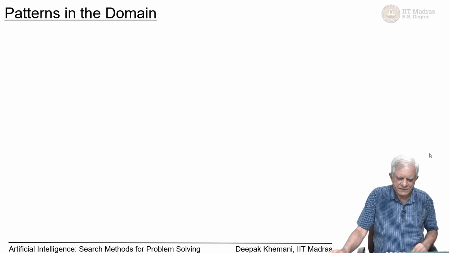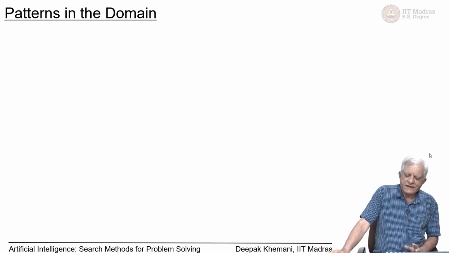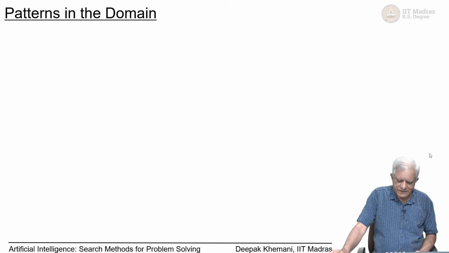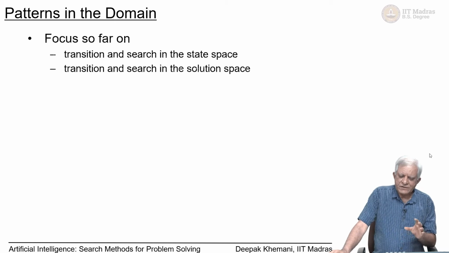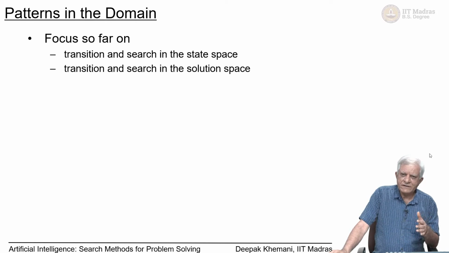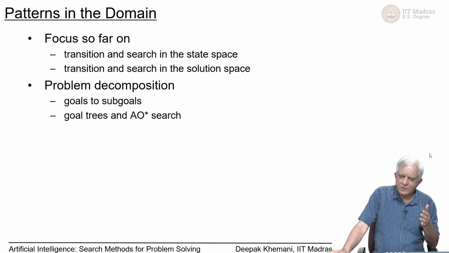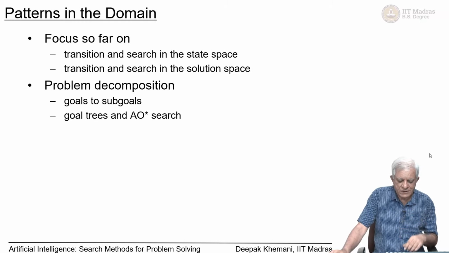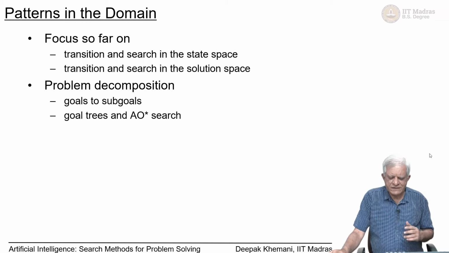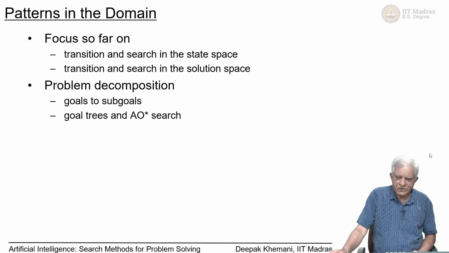So, we begin with this idea that we are looking at patterns in the domain essentially. Earlier we looked at transition and search in state space, then we also said that we can do transition and search in the solution space. After that we moved into problem decomposition, we saw that goals can be broken down into sub goals, and this gave us this idea of goal trees and the algorithm AO star.